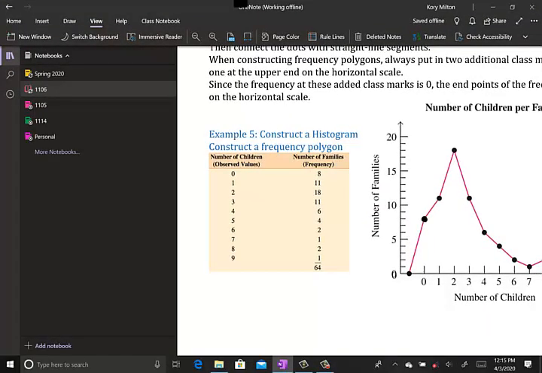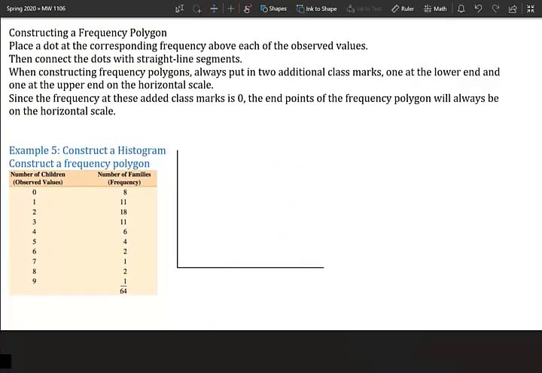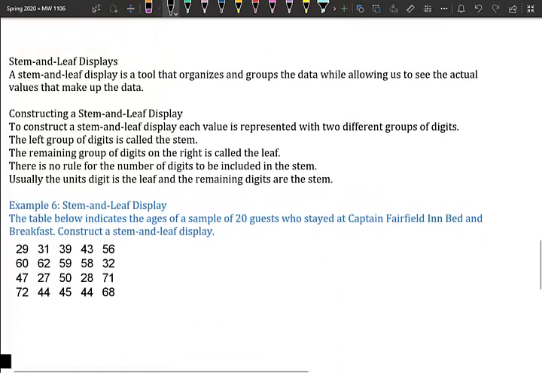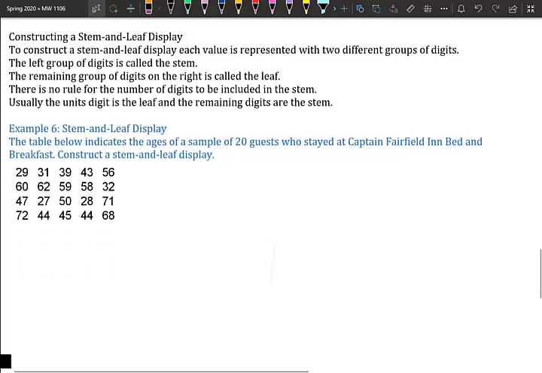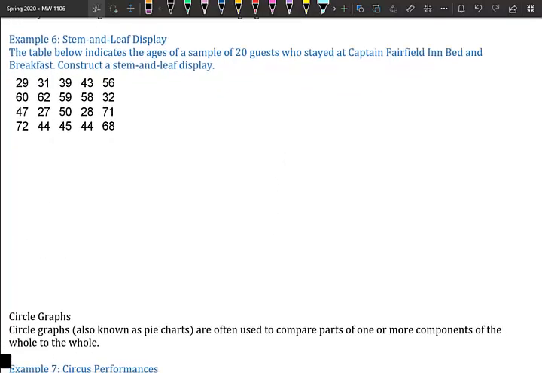Alright, stem and leaf is next. A stem and leaf display is a tool that organizes and groups the data while allowing us to see the actual values that make up the data. I like to just jump right into it and not have it be too complicated with directions. So it's called a stem and leaf. So we have stem and leaf. What we want to do is look at the first digit of every number. So the first digits we have are 2 through 7.